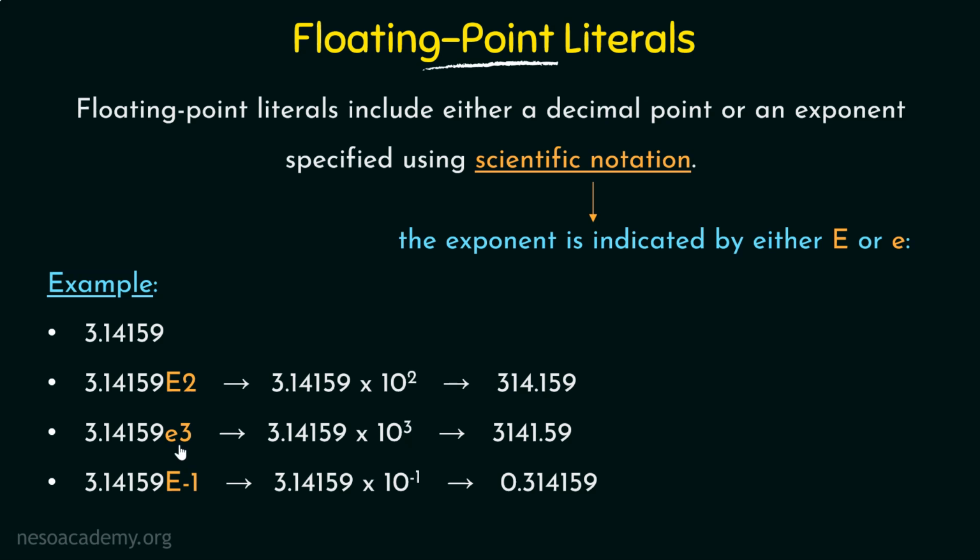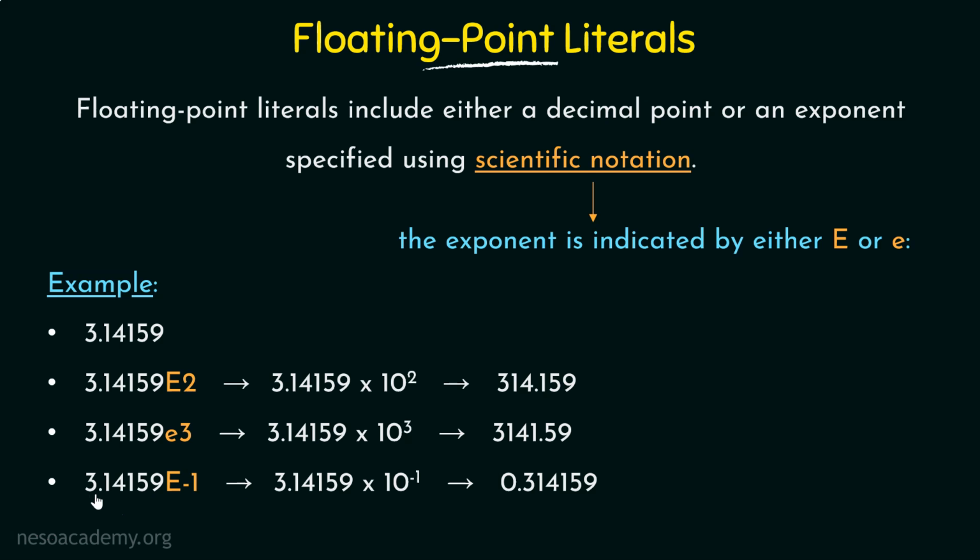So this E3 means this value into 10 to the power 3. So 10 to the power 3 is there, which actually means 3141.59. So when we put 10 to the power 3 here, the decimal moves 3 steps forward and it comes over here. So that is why we get this value.